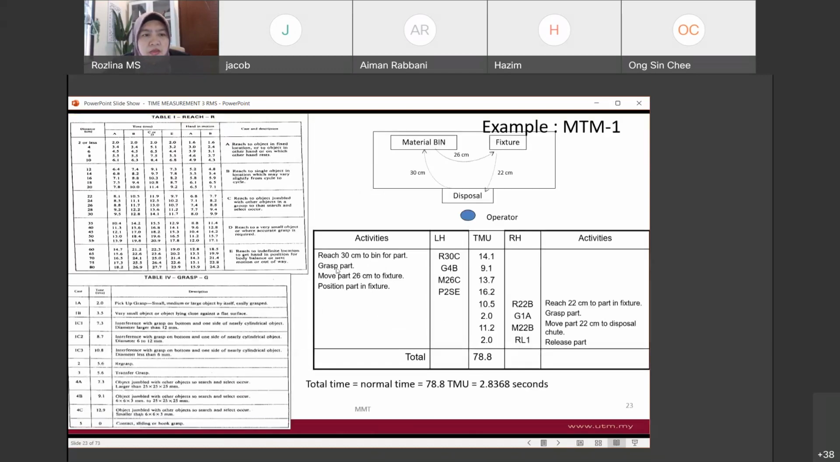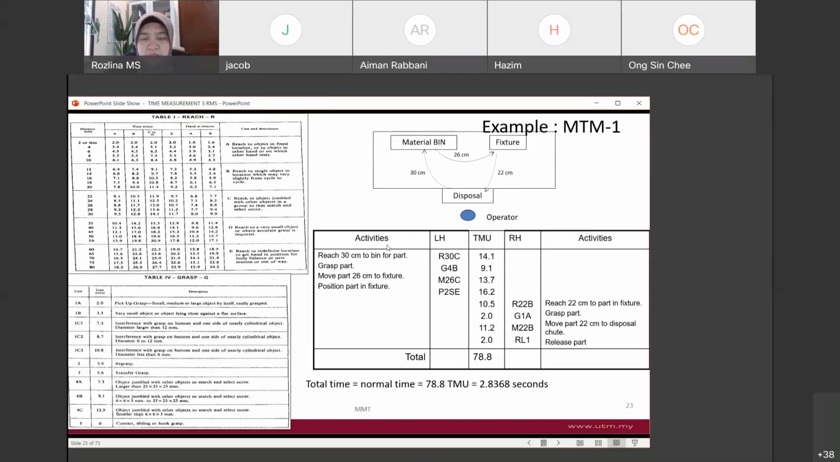So this is an example of how they use the MTM. This is MTM1. Here is the material bin and then the fixture. This is the operator and this is the disposal. The disposal goes to the chute. They use a chute to dispose of the component.